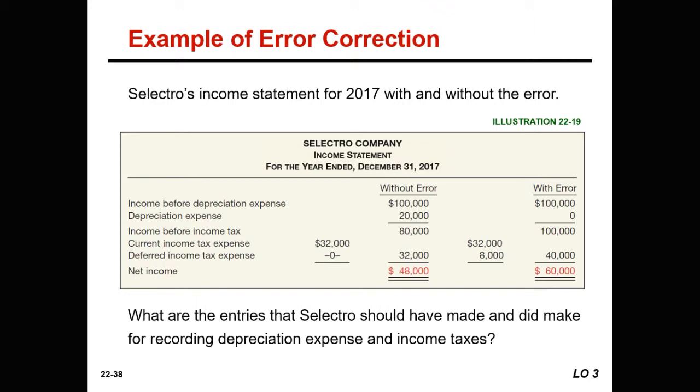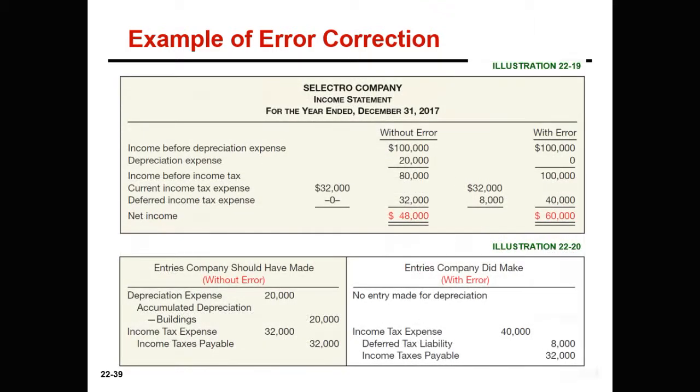Selectro's income statement for 2017, with the error, gave them net income of $60,000. Without the error, it would have only been $48,000. So what are the entries that Selectro should make? And did they make for recording the depreciation expense and income taxes?